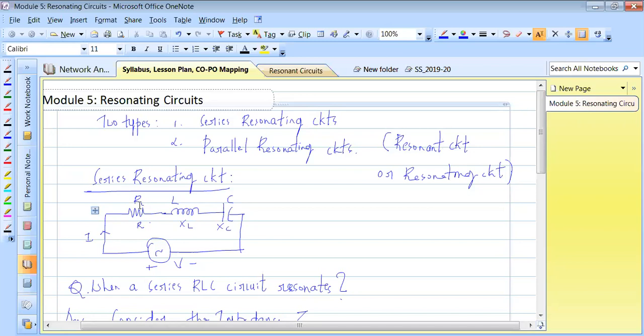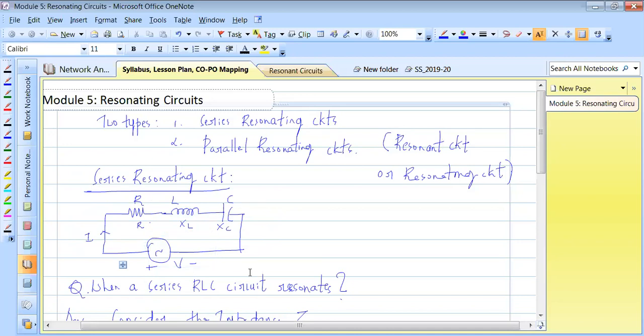Understand? Now, why is it called series resonance circuit? I hope everybody understands these three components R, L and C are connected in series. Since they are connected in series, this is called a series resonance circuit. Now, to this series combination of RLC, what is it that we've applied here? This is a voltage source.